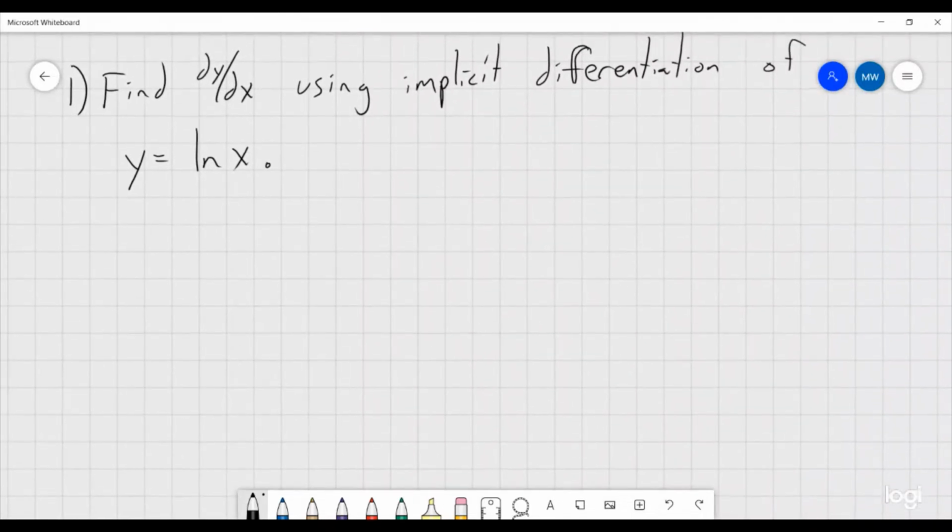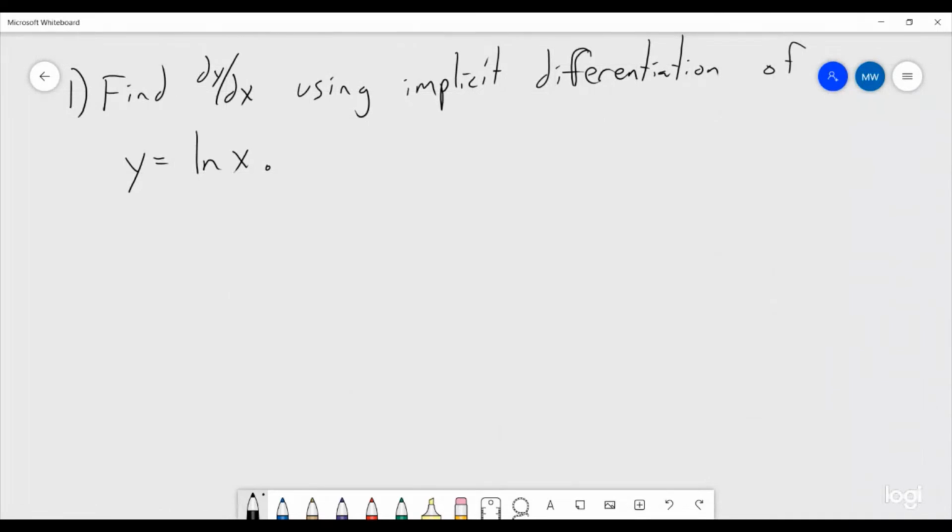So if we have this memorized, we know what we should end up with. But if we don't have this memorized, or if we are asked to do this using implicit differentiation, we're going to have to use implicit differentiation. So the first thing we have to do is rewrite this into a way that we can take a derivative directly. Well, y equals natural log of x. We can't do that directly yet, but what we can do is rewrite y equals ln of x. That is the same thing as saying that x equals e to the y. Well, this is something that we can take the derivative of.